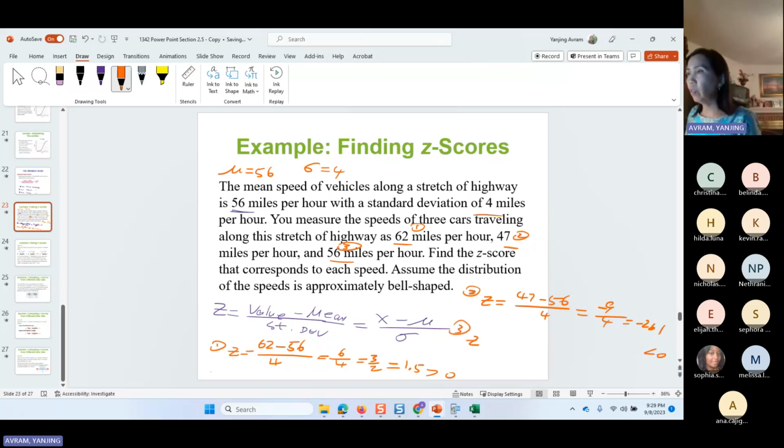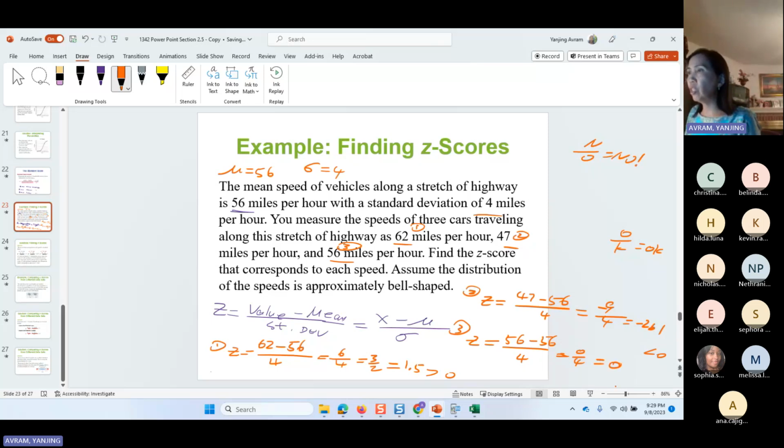And then I have the third one. The z-score here will be 56 minus the mean, which is also 56, divided by 4. So that's 0 divided by 4. 0 divided by 4 is okay, it's 0. If you have a number divided by 0, it will be undefined. So this one is okay, it's 0.